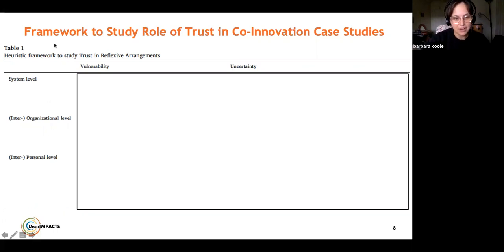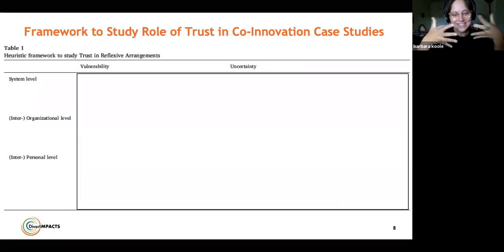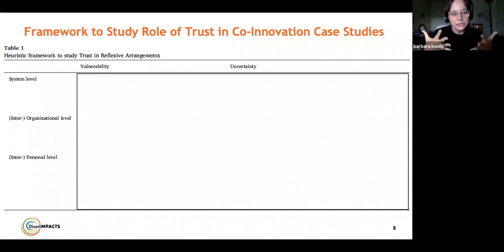So these levels of aggregation are important. And then there are these other two words that were so important in the definition of trust: vulnerability and uncertainty. Because as I said, without an experience of vulnerability and an experience of uncertainty, there's actually no need to trust. So this is why in this search heuristic, in this lens that I use to study trust in these three case studies, and that could be used for other co-innovation contexts as well, I make the separation also between vulnerability and uncertainty.